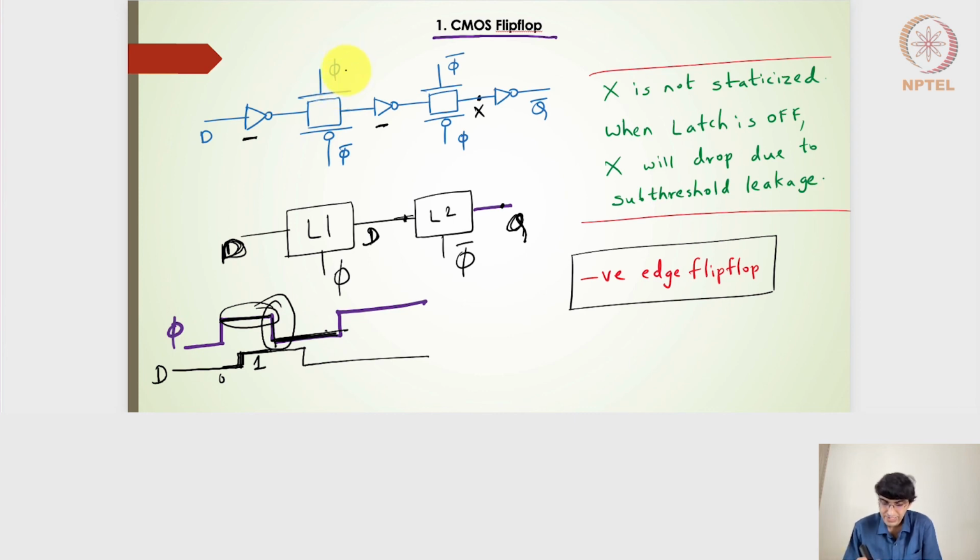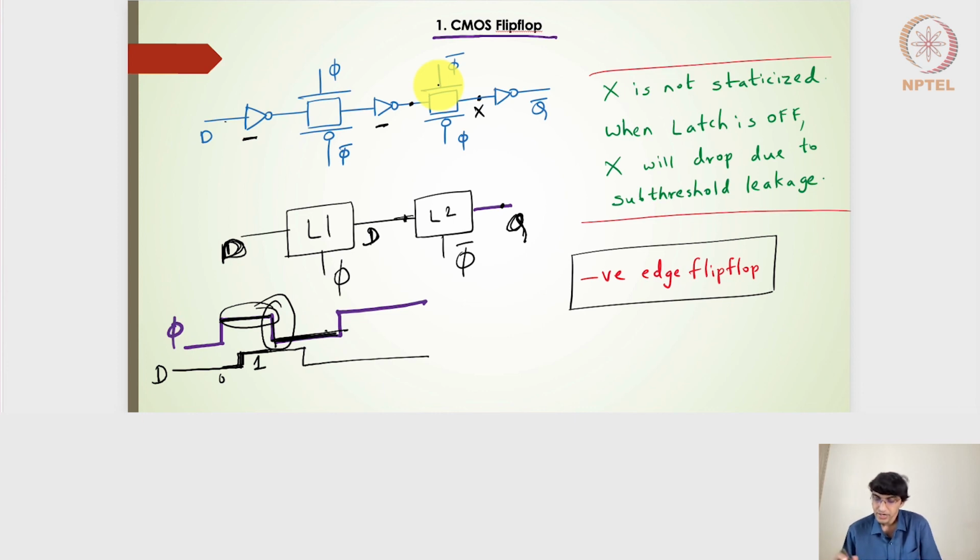So when the clock level is high, that is when it is passing the D to this particular portion. And we have another transmission gate which is operating at phi bar, so that is when the clock level is low. So the input to this second latch will be passed to the output of this transmission gate.